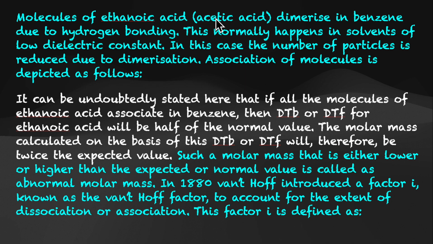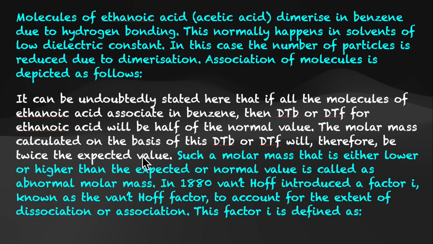Molecules of ethanoic acid, acetic acid, form dimers in benzene due to hydrogen bonding. This normally happens in solvents of low dielectric constant. In this case, the number of particles is reduced due to dimerization. Association of molecules is depicted as follows. It can be stated that if all the molecules of ethanoic acid associate in benzene, then ΔTb or ΔTf for ethanoic acid will be half of the normal value. The molar mass calculated on the basis of this ΔTb or ΔTf will therefore be twice the expected value.